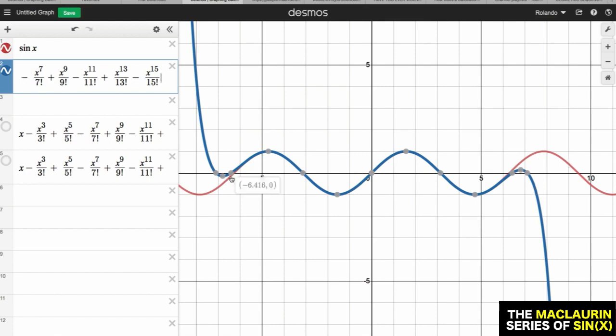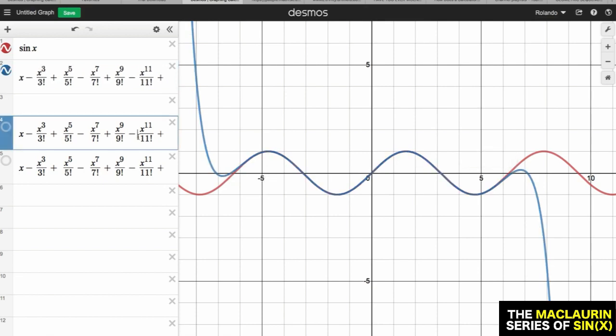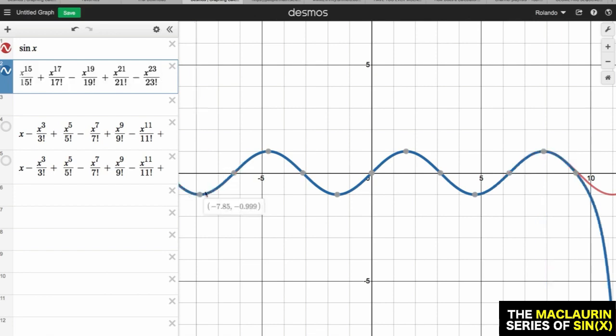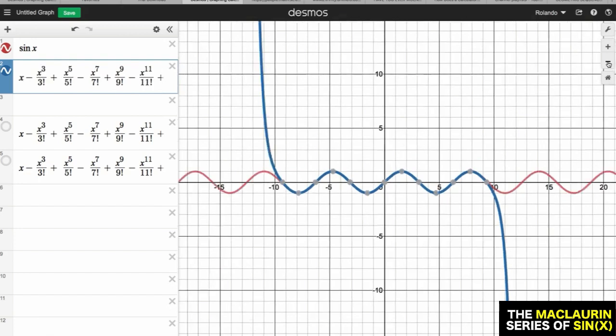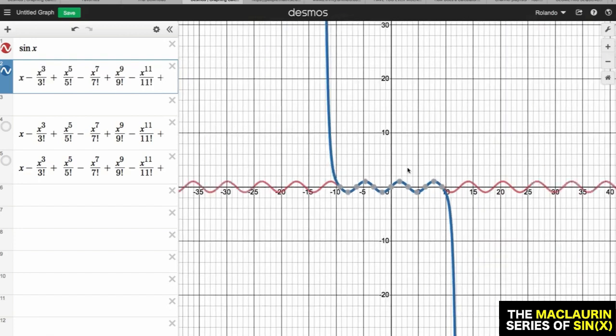Now from the interval between -6 to +6. Now let me add some more terms. This time I'm adding up to the 23rd power. And you can see now that most of the red curve is covered by the blue graph. Let me zoom out a little so you can see what's going on.